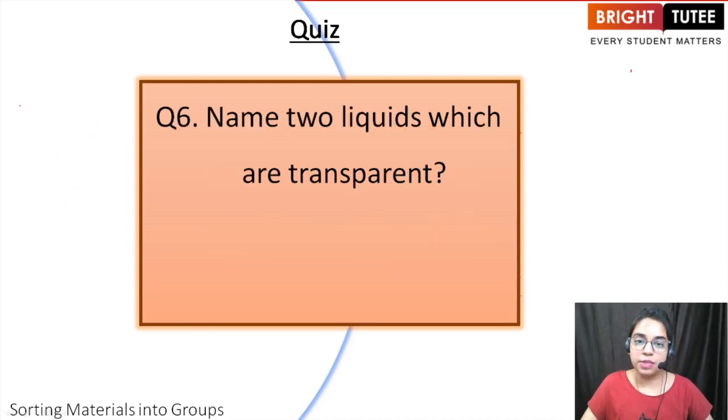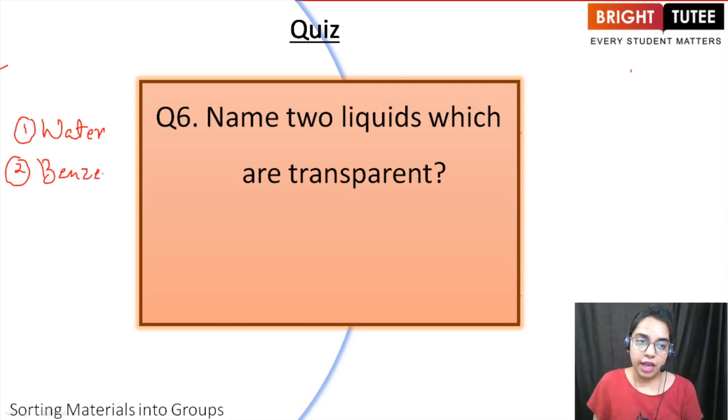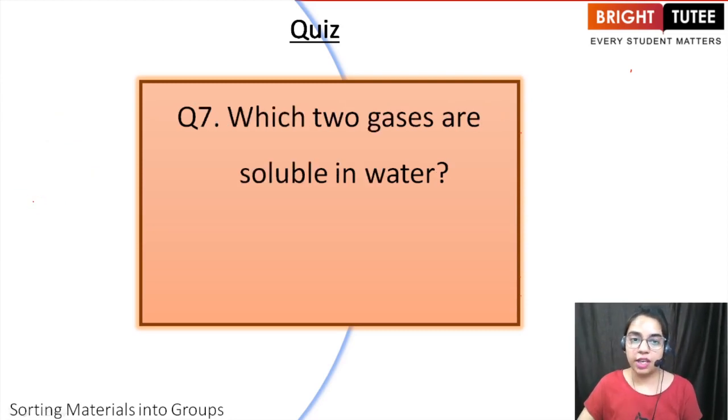Name 2 liquids which are transparent. So children, the liquids which are transparent are those through which we can see clearly. The first liquid is water, the second liquid can be benzene, and you can also write alcohol. All of these liquids are transparent, children. Okay, so let's move to the next question.